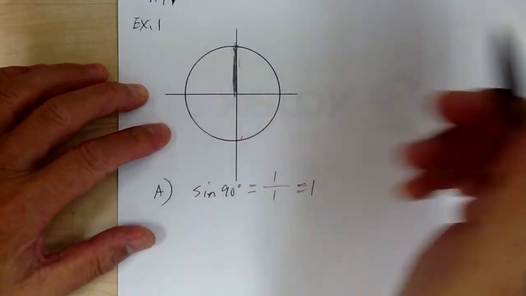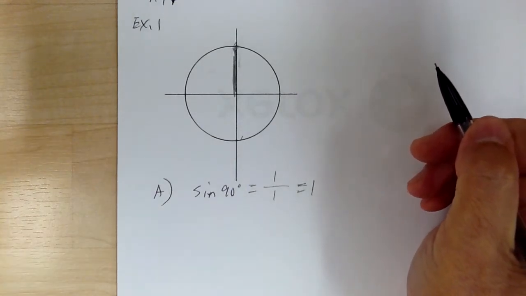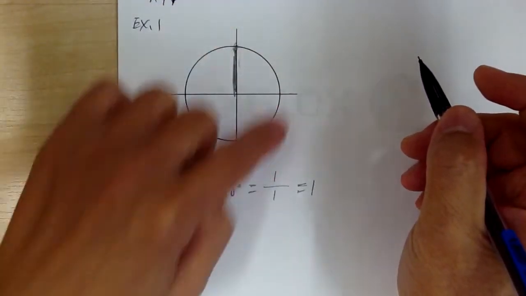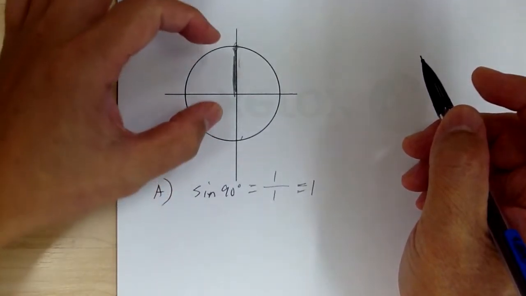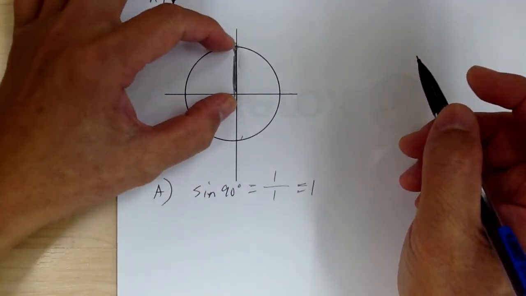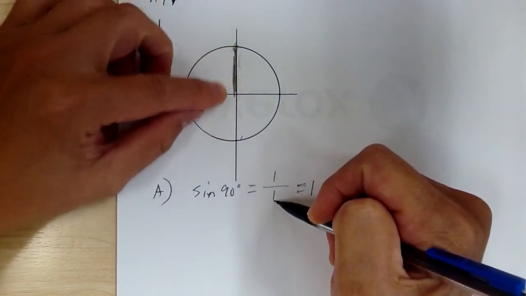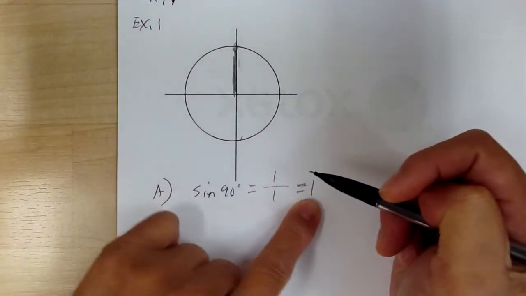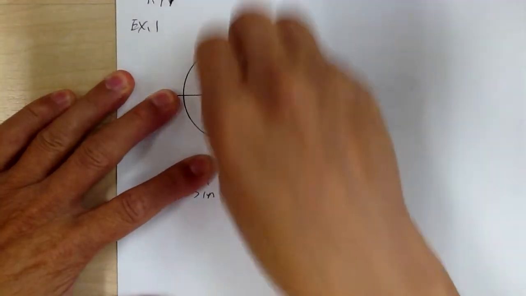Because there's no triangle, this is called a quadrantal angle. Quadrantal angle means it's going to be at one of those 4 positions. So there's no triangle, but you just need to figure out the ratios. Sine is the vertical, so vertical is 1, and the hypotenuse coincides with the vertical, so it's also 1. So therefore it's 1. Okay. And now let's go to B.